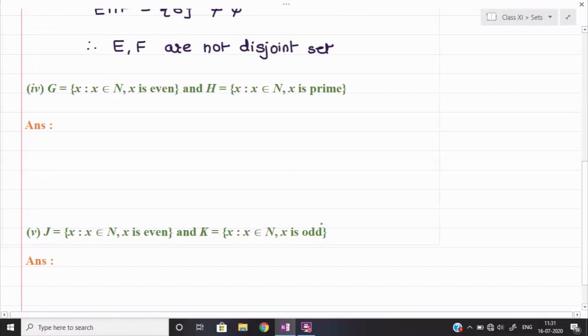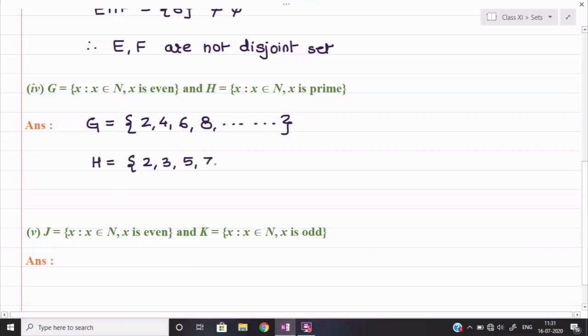So see part number 4. In part number 4, x is natural and even. So what can be there in the set G? Set G will be equal to 2, 4, 6, 8 and so on. It will go up to infinity because no limitation is given. And similarly, if I write down set H, that is prime. So who can be there? 2, 3, 5, 7, 11 and so on.